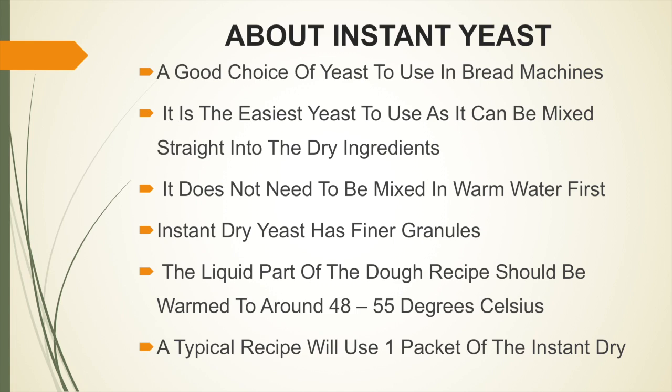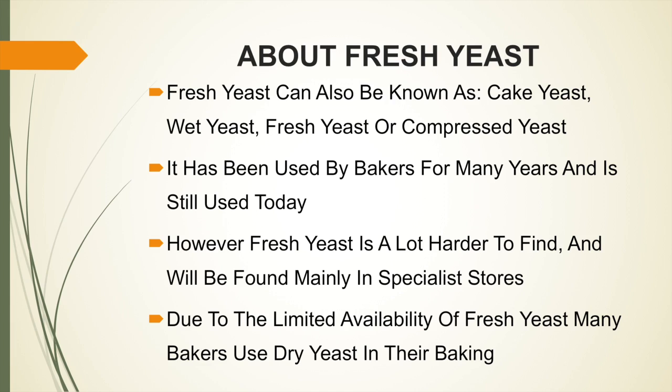About instant yeast. A good choice of yeast to use in bread machines is the easiest yeast to use, and it can be mixed straight into the dry ingredients. It does not need to be mixed in warm water first. Instant dry yeast has finer granules, but when making your bread product, the liquid part of the dough recipe should be warmed to around 48 to 55 degrees Celsius. In a typical recipe for using instant yeast, you'll use one packet of the instant dry.